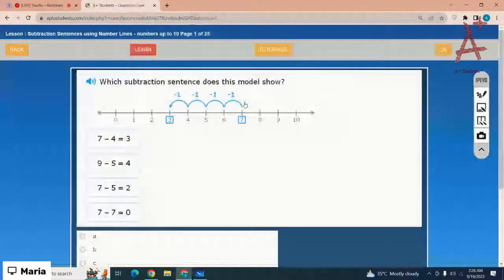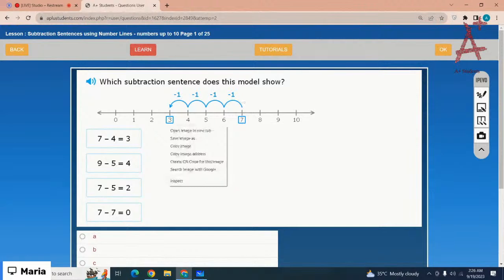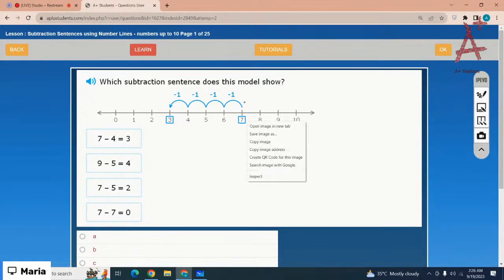Okay, what subtraction sentence does the model show? So, which is the correct option? You can see from here, you started with 7. How many times do you go back? One, 2, 3, 4. You go back 4 and you end with 3, right? That means 7 take away 4 equals 3. The correct option is option A, because you started with 7, went back 4 times and ended up with 3.